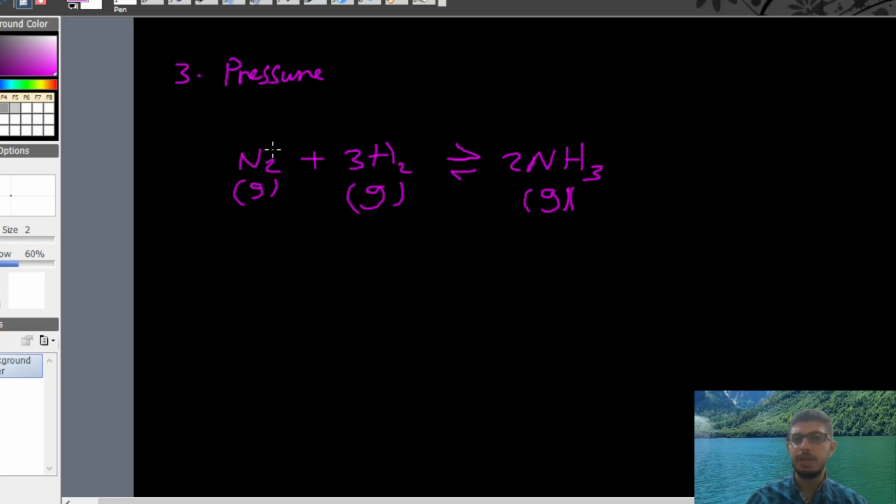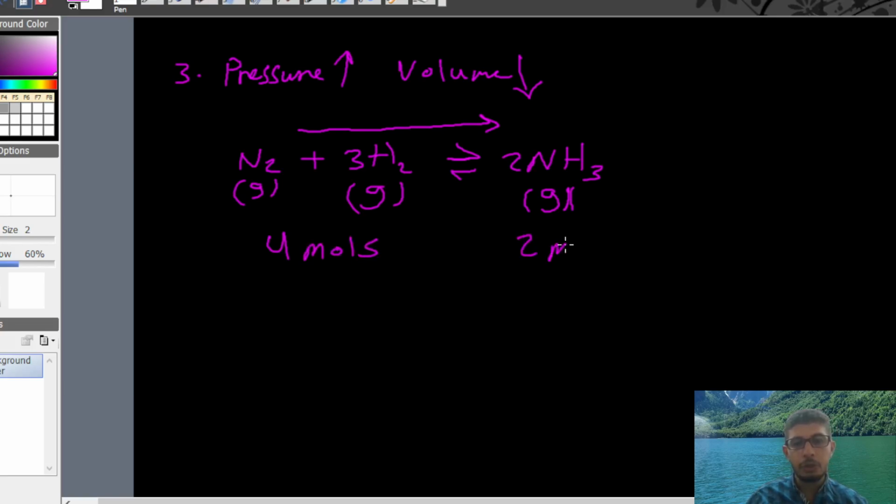What does increasing pressure mean? It means the volume of the container will decrease. So if I increase the pressure, the reaction will be shifted towards the side which has the least number of moles. Here you have 4 moles of reactants and here you have 2 moles of products. You have two components to consider: the reactant moles and the product moles. You have 2 moles in the products and 4 moles in the reactants, right?